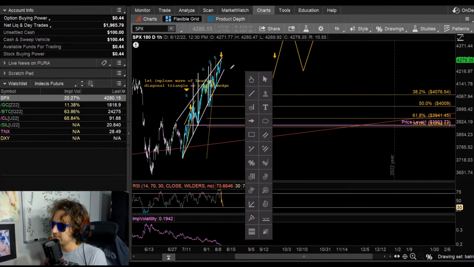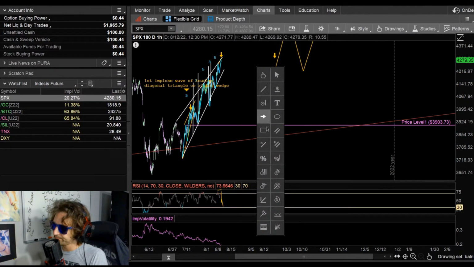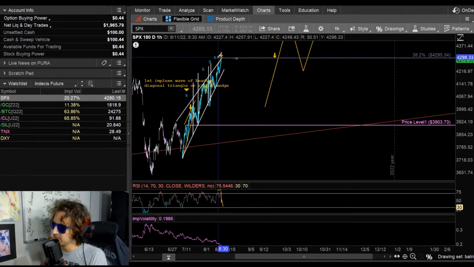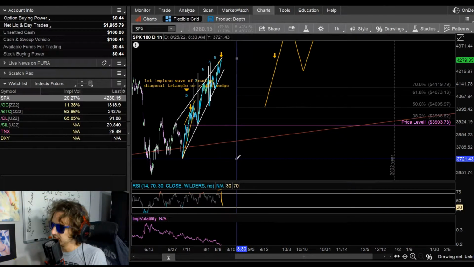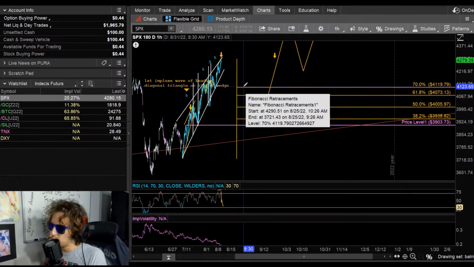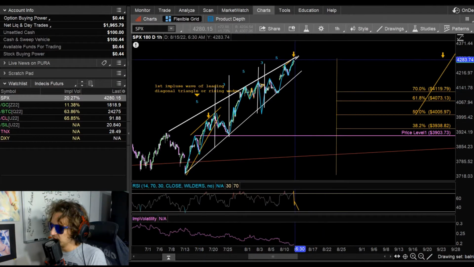Really? Oh, I drew it backwards. I always draw my fibs backwards. That's okay. Go from here, at whatever this high was, 4280, down to about, what is that, 3720, and 70% is down to 4120. So can you imagine the price doing that, going down to 4120?